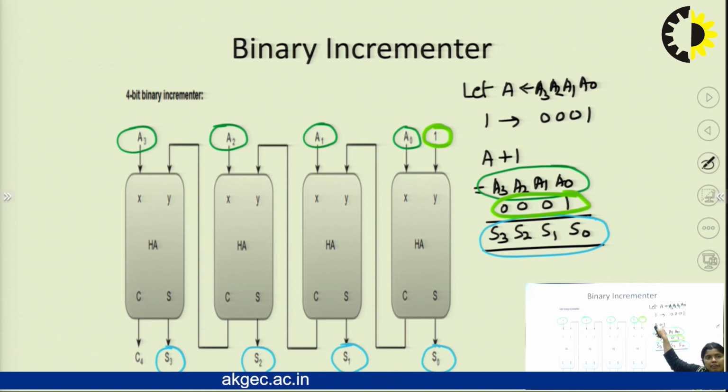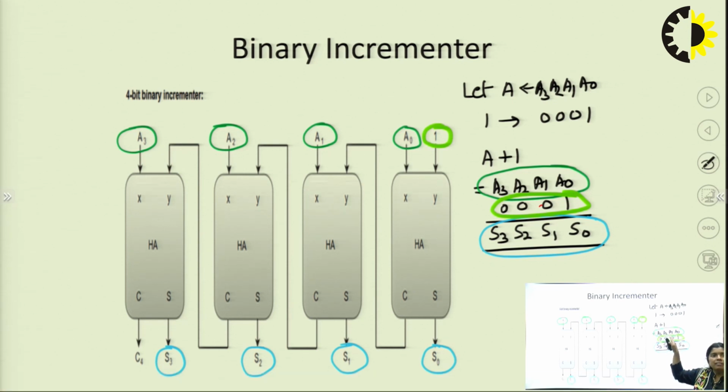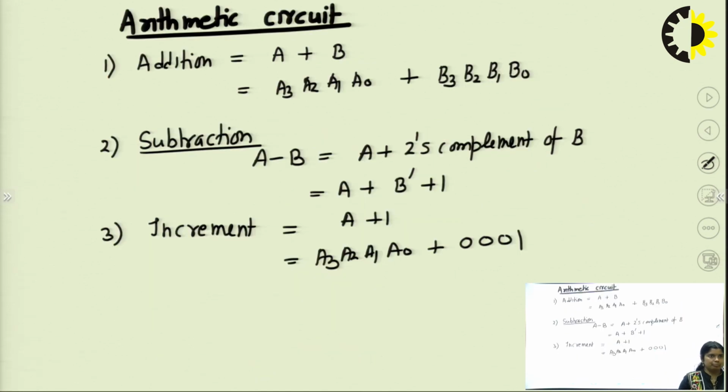It means the 1 should be a 4-bit value. That's why we are taking 0001 here. That is the 4-bit value. Now we can add A0 plus 1, A1 plus 0, A2 plus 0 and A3 plus 0, which produces the sum values S0, S1, S2 and S3. So, in the simple binary incrementer, we can use a full adder as well as a half adder. In this 4-bit binary incrementer, the A plus 1 addition will be there.